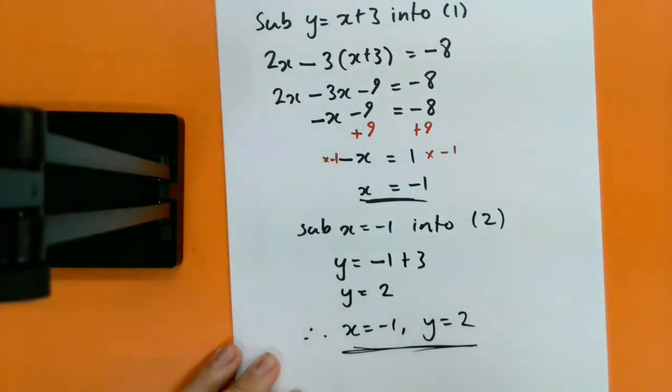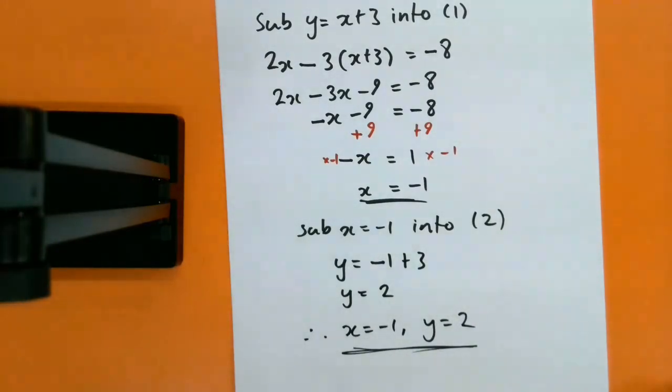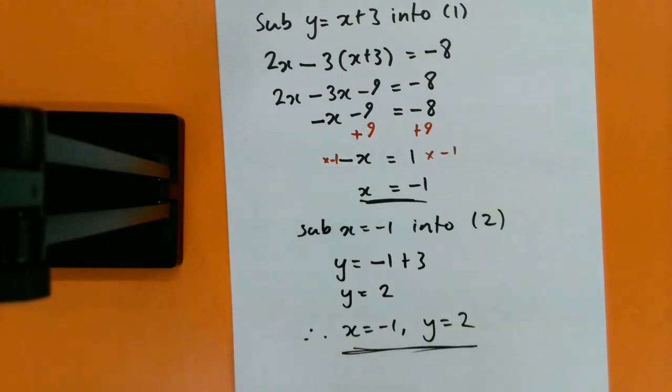Again, like I said in the last video, this just represents the point of intersection of two lines. That's all we're talking about when we're doing these sorts of solutions.